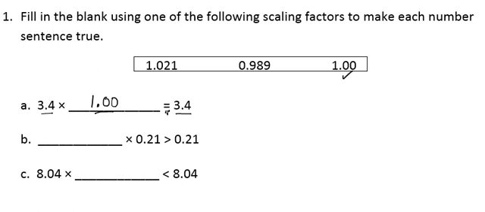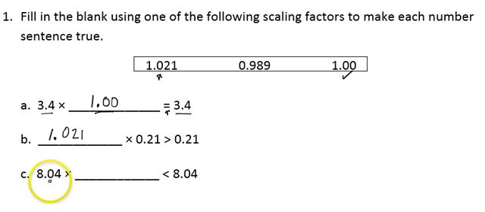The next question says some number times 21 hundredths will give me an answer that's greater than 21 hundredths. In order to get that answer that's greater than 21 hundredths, I need to multiply it by a number that's greater than 1 whole. My first decimal is greater than 1 whole, so I'm going to use that one. 1 21 thousandths times 21 hundredths would give me an answer greater than 21 hundredths.